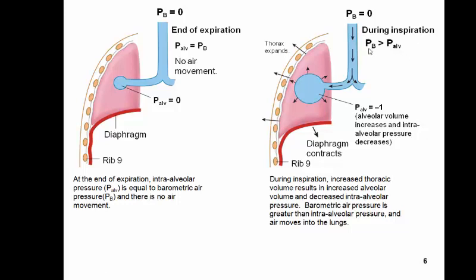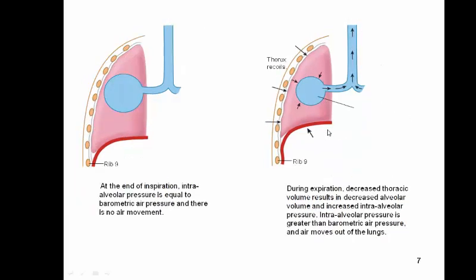So inspiration is defined when barometric pressure becomes greater than alveolar pressure. Barometric pressure in and of itself doesn't change. It's the alveolar pressure that is decreasing because of the increasing volume of the lung tissue triggered by diaphragm contraction. So in this case, air moves in, so we have inspiration.